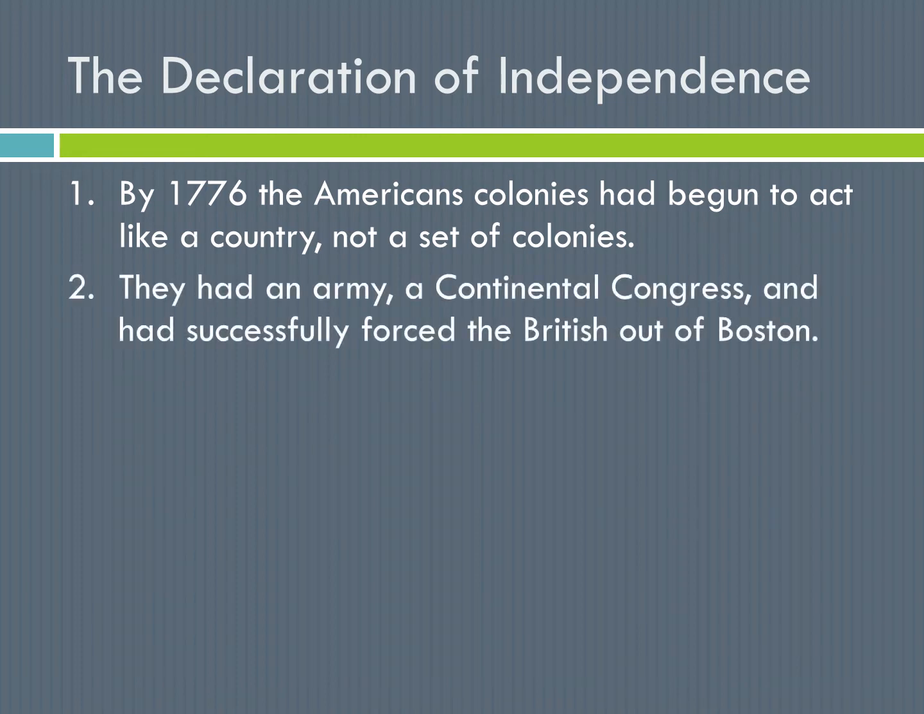They had an army at this point. We had a Continental Congress, and the army had successfully forced the British out of Boston. We haven't gotten to that yet. We're going to come back and talk about the fighting, but at this point, fighting had already broken out. Remember, fighting had taken place around Lexington and Concord, and so the colonists are pulled together by these different issues.